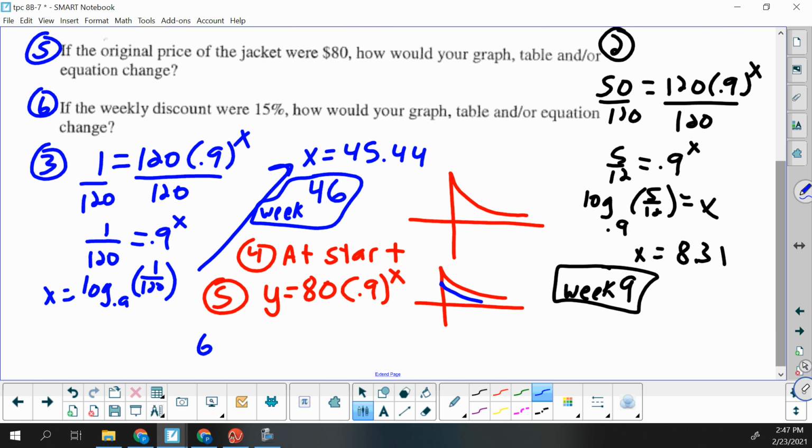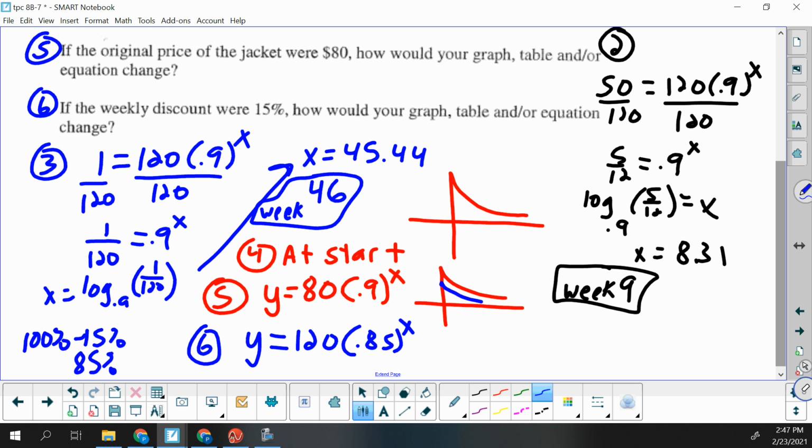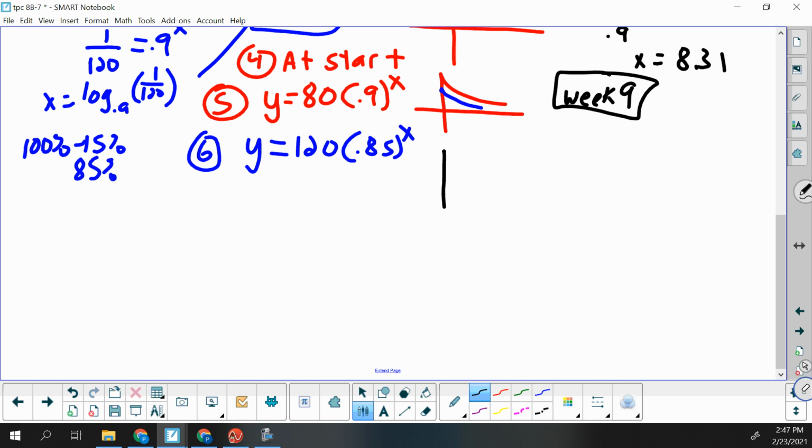What would happen if it's a 15% drop? Well, if you do 100% minus 15%, that's going to give us 85%. And we're going back assuming we're at the original 120 again. So we'll have 120 times 0.85 to the x would be our equation. Now, in terms of a graph, what we would notice, that y-intercept is going to be the same as the original one, but that drop should be steeper. Because if you're taking 15% off, the price is going to be dropping at a much quicker rate and getting down low more quickly.